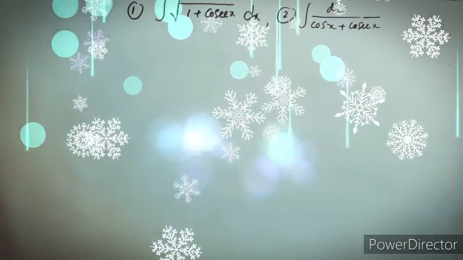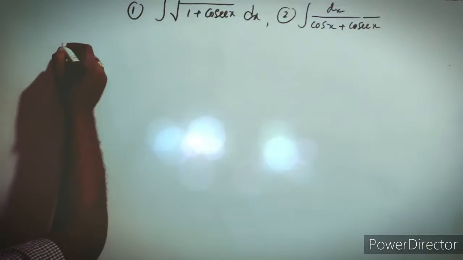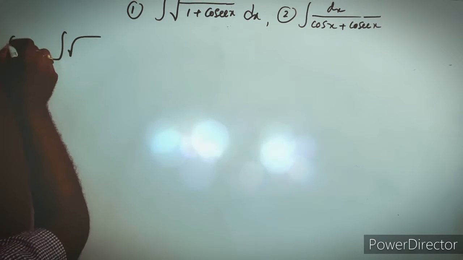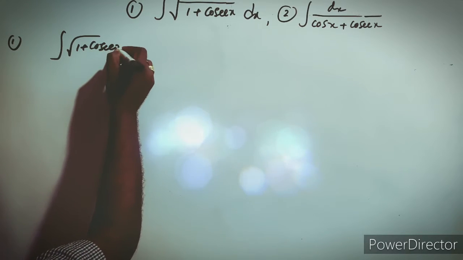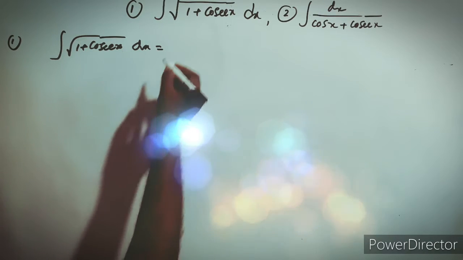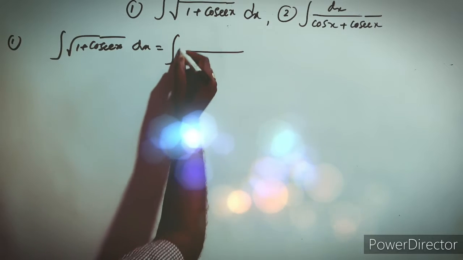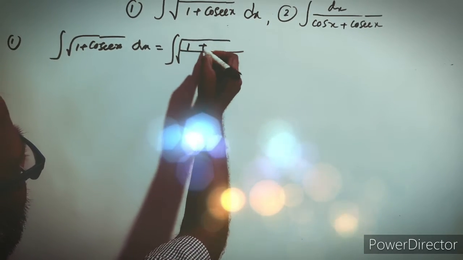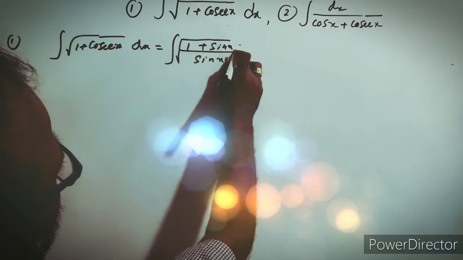And students, see here, most interesting integral. We want to introduce it to all of you. This is question number 1: integral of under root of 1 plus cosec x dx. See the technique of solution carefully. We can write 1 by sin x, then take the LCM: 1 plus sin x over sin x, and dx.